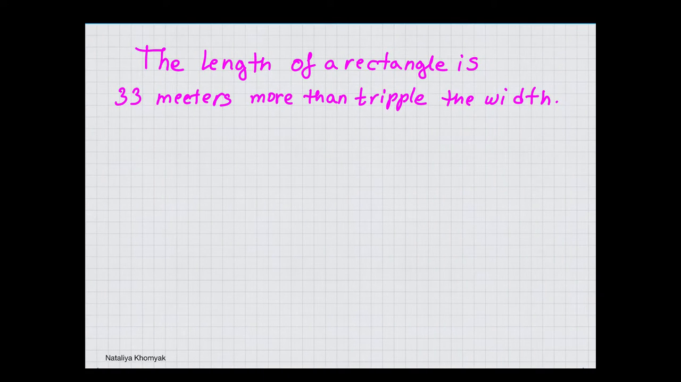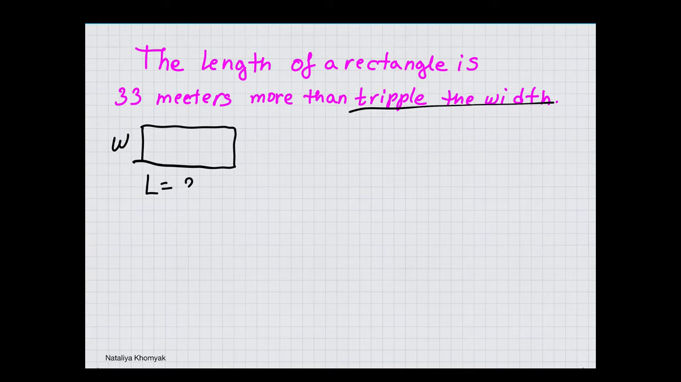The length of a rectangle is 33 meters more than triple the width. If this was our small rectangle, and here's our width and length, there are no conditions on the width, but the length in terms of the width is triple the width, which is 3 times the width, and 33 meters more, so more is plus 33 meters.